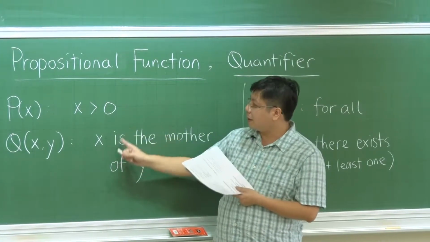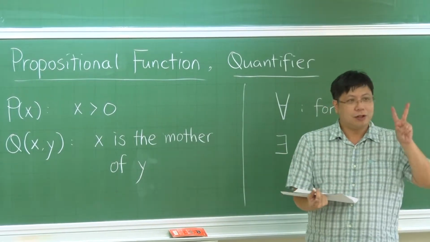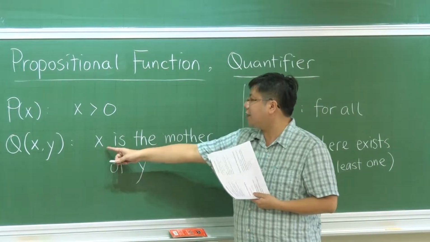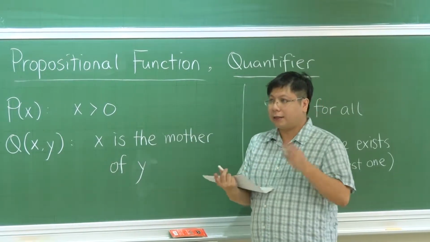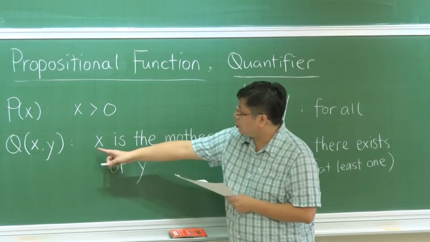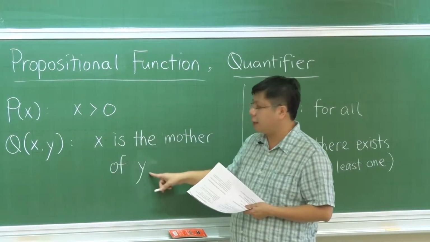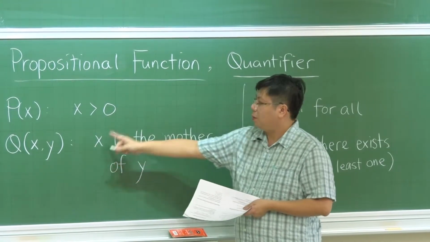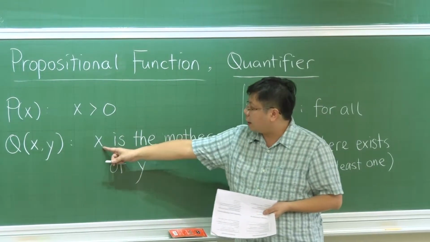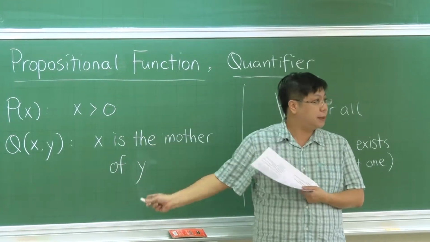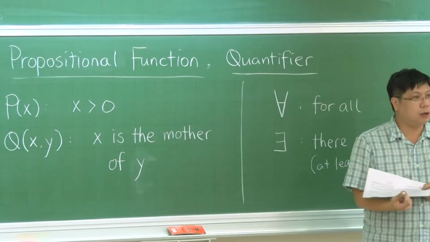Now similarly, this one is also a propositional function, but this time we have two variables: x is the mother of y. Unless I tell you what x and y are, we do not know whether this is true or false, because x and y can vary. But when x and y are fixed, this becomes a proposition, and then we know its truth value.